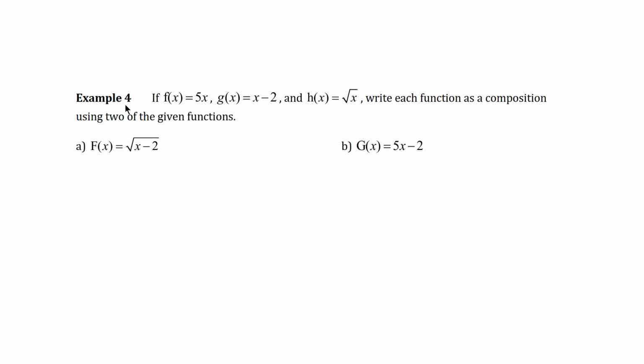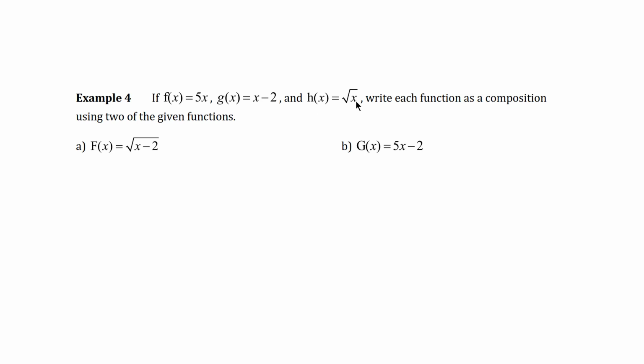For example number 4, if f of x equals 5x, g of x equals x minus 2, and h of x equals the square root of x, write each function as a composition using two of the given functions. For part A, we have capital F of x equals the square root of x minus 2. So what we need to do here is figure out which two functions' composition results in the function capital F of x. For capital F of x, you can see here we need a function that has a square root. We also need x minus 2. So the two functions we're going to use are g of x and h of x.